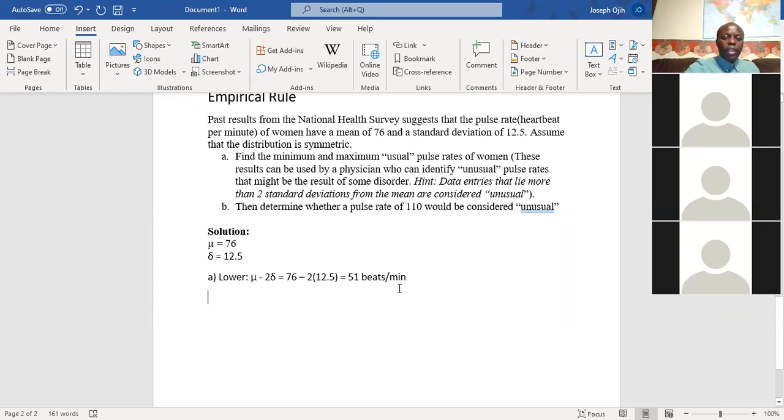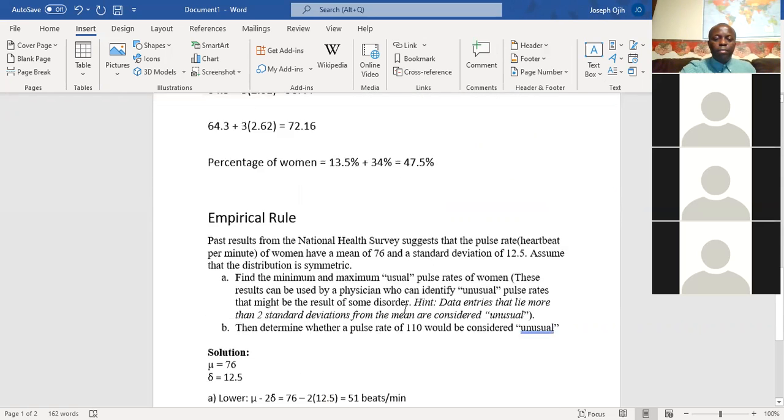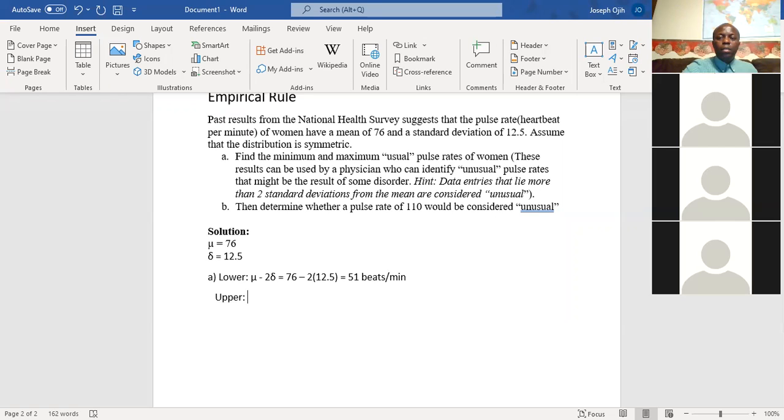Now, on the upper side, the same thing, but this time we use plus. The upper side will be this side: mean plus 2 standard deviations. So we have mean plus 2 times standard deviation, which is 76 plus 2 times 12.5. So we just change this to plus.